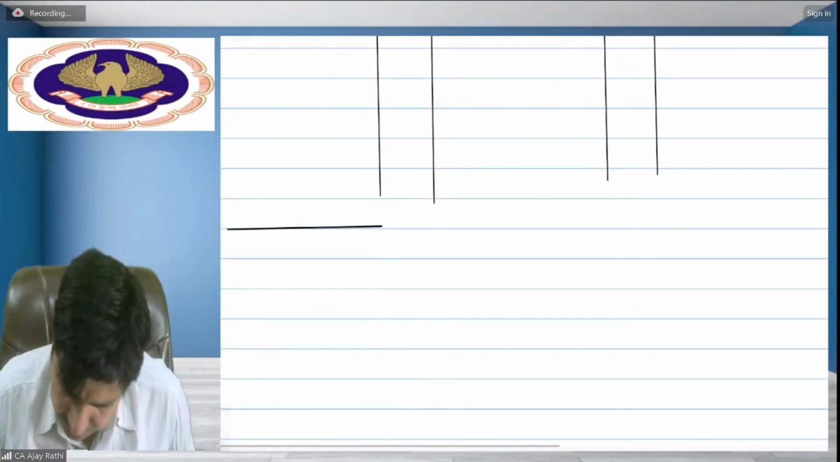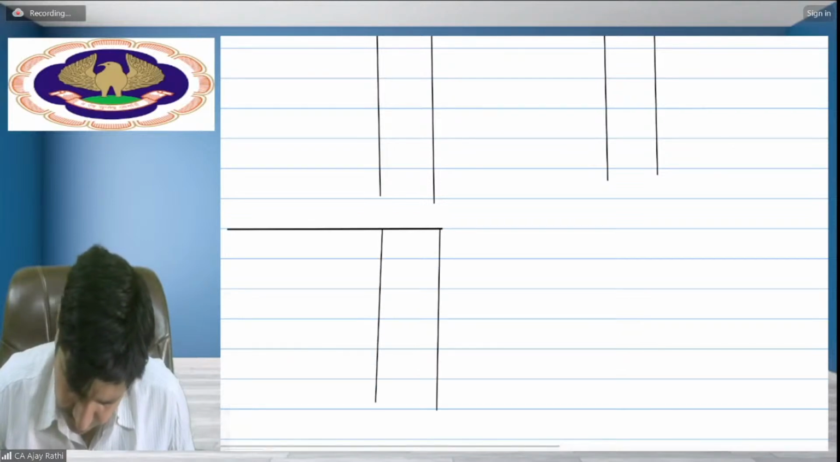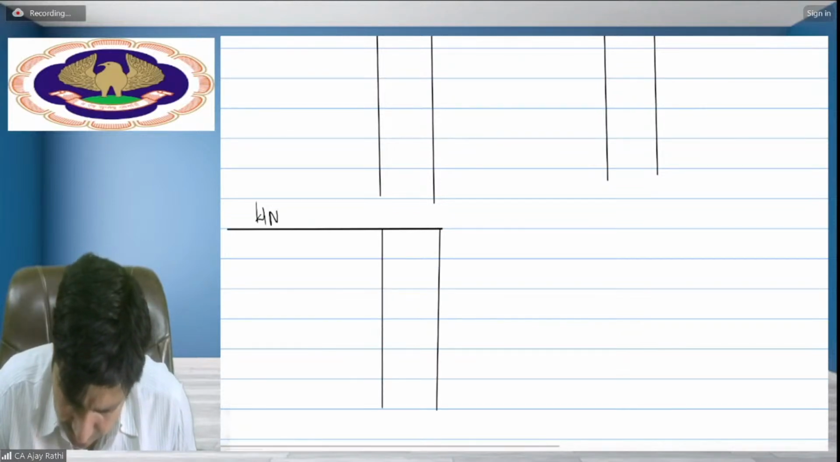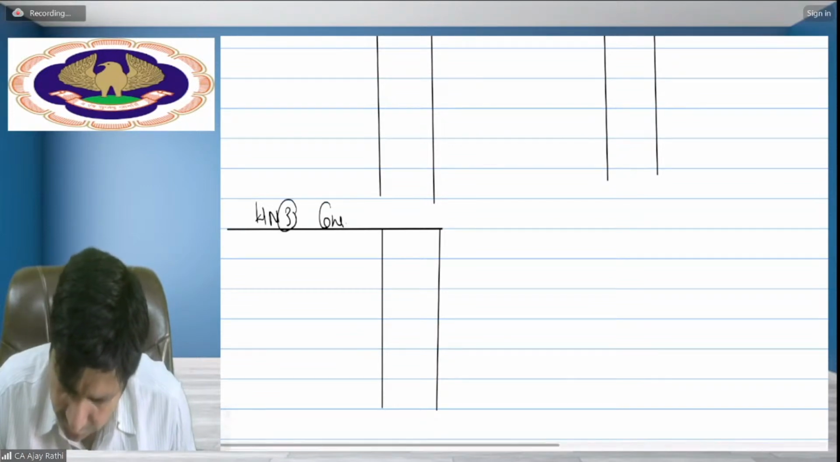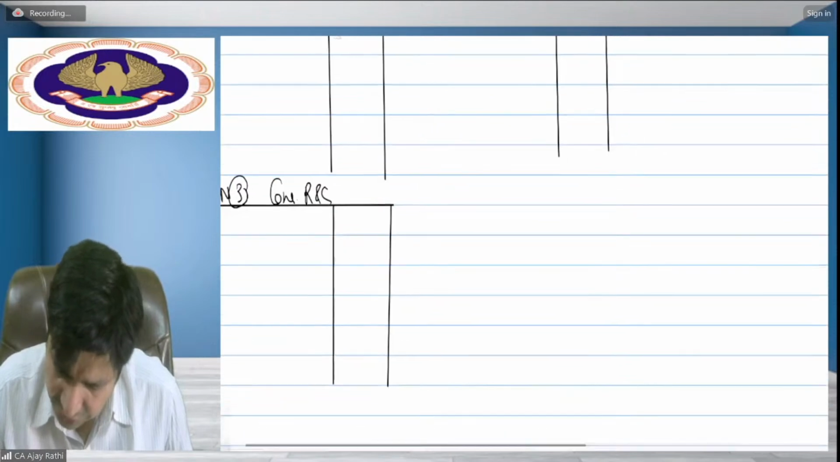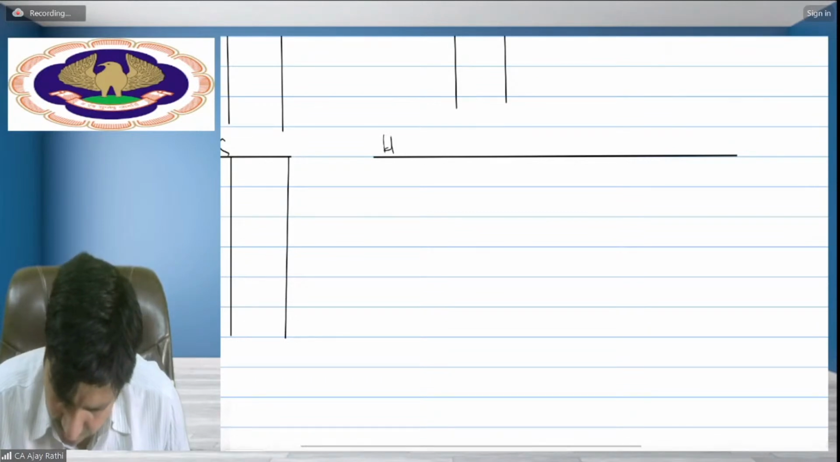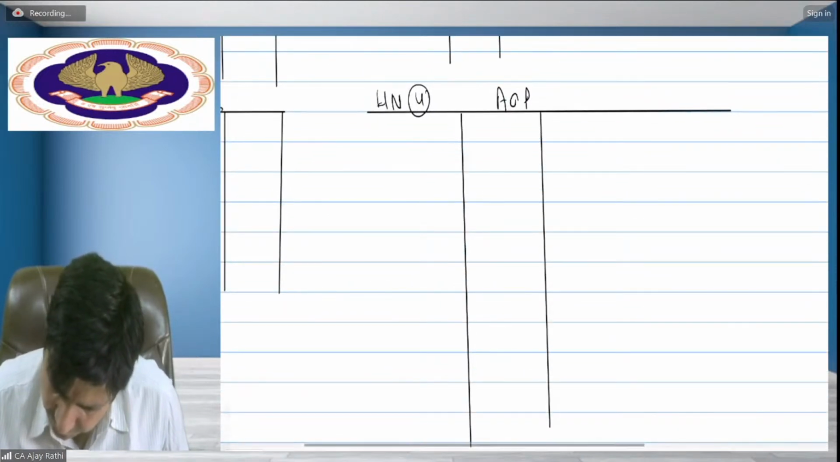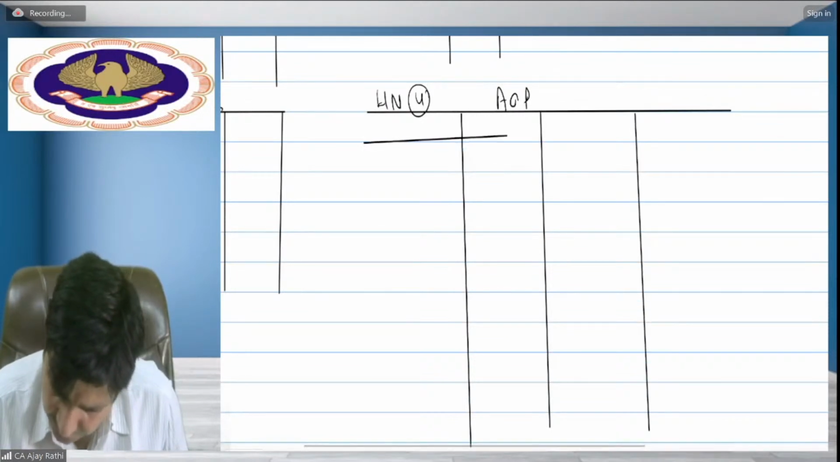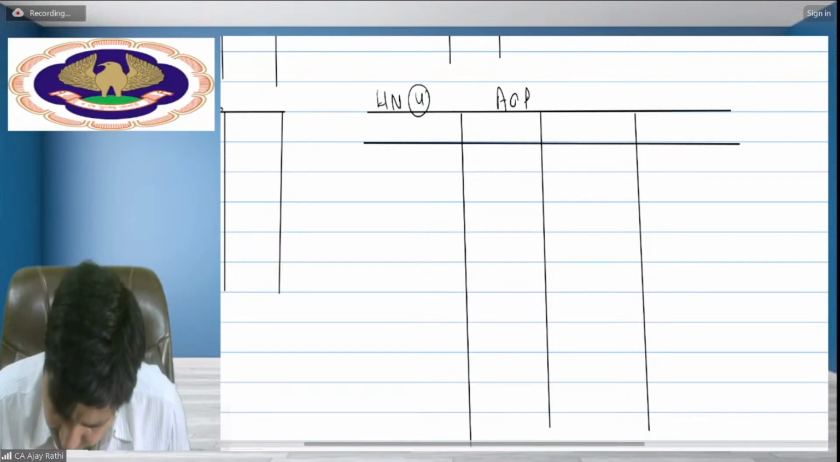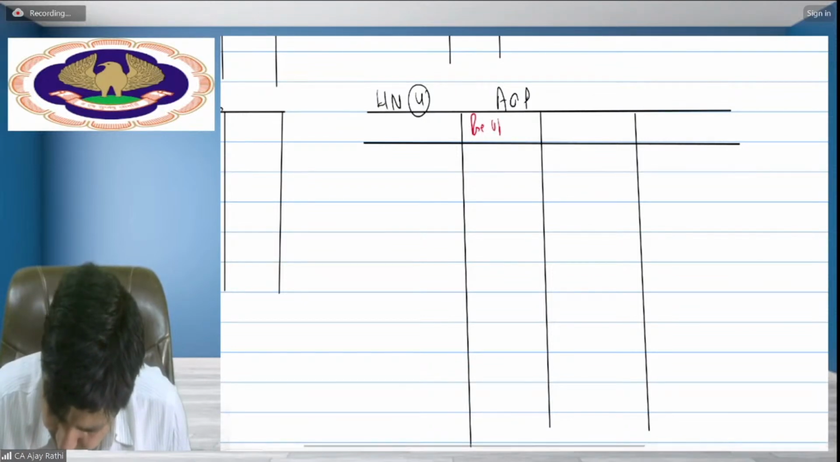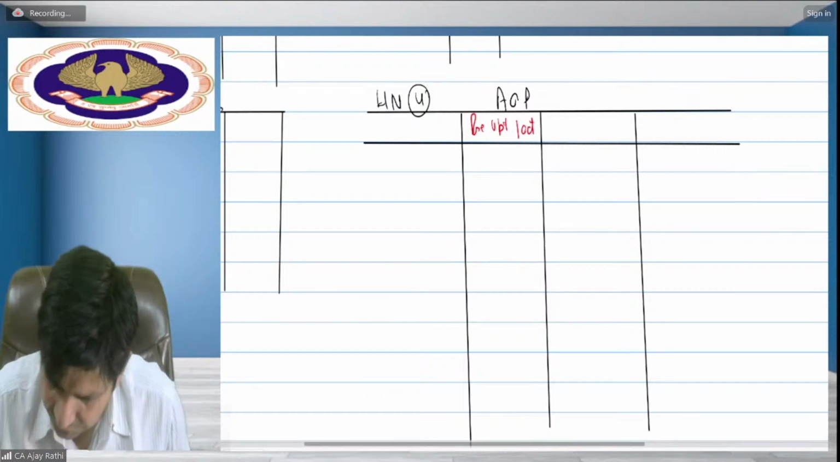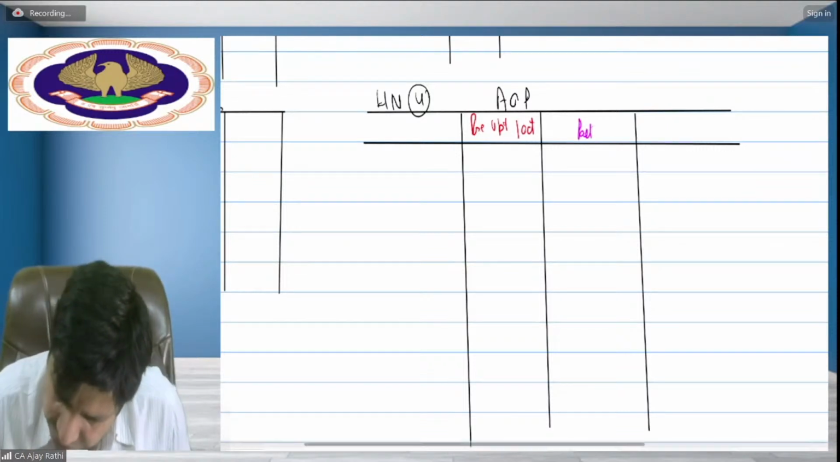Working note number 3, consolidated reserve and surplus. And working note number 4, analysis of profit: pre, post, closing. Pre means up to 1st October, post means after that, and this is closing.